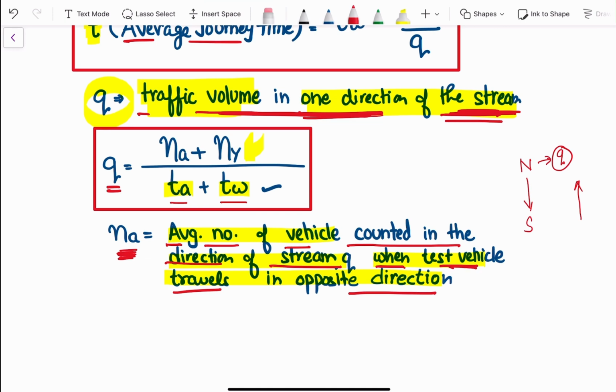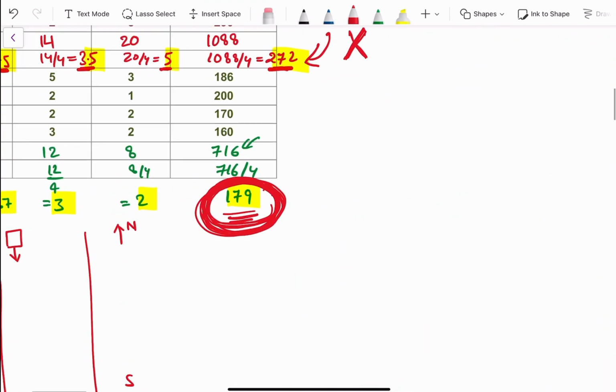Our test vehicle has to move in the opposite direction of the stream that we are considering. The stream that we are considering is that our test vehicle is moving from north to south. So the stream is north to south. So what is the average number of vehicles that are counted by the test vehicle when it is traveling in opposite direction of the stream? And that will be 179.